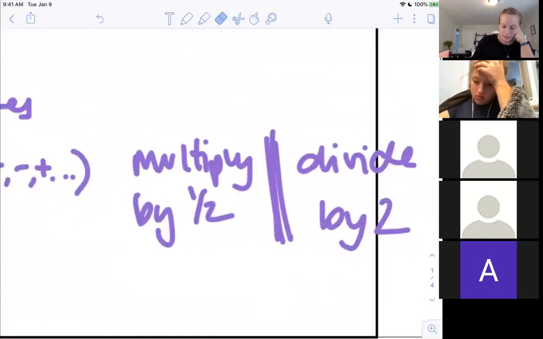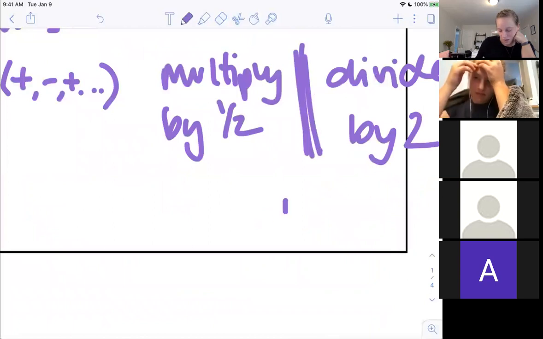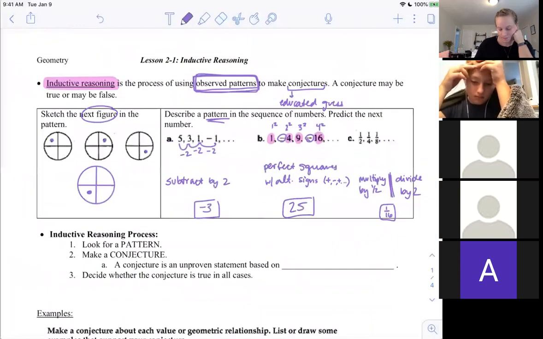Oh, sorry, I gotta do the next number. So if it was 1/8 and then I multiply it by 1/2 or divide by 2, then it becomes 1/16.